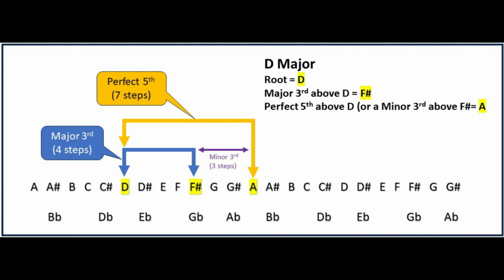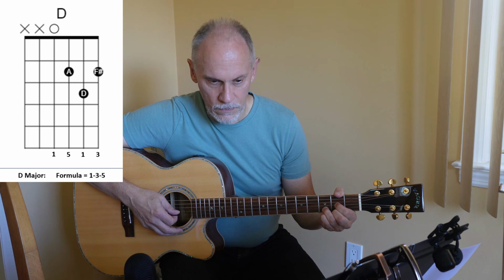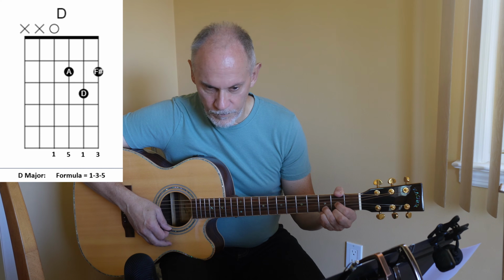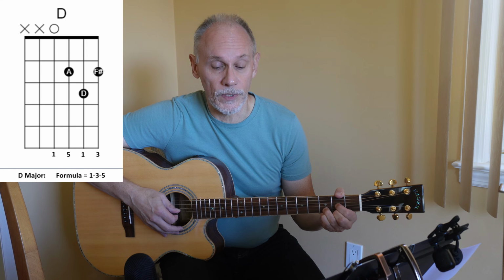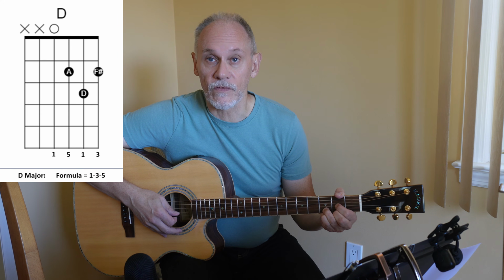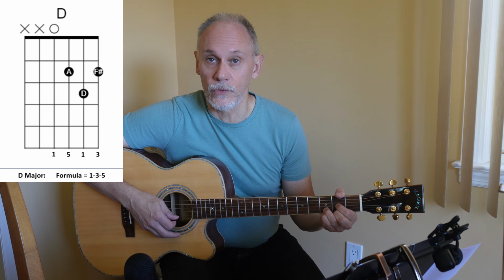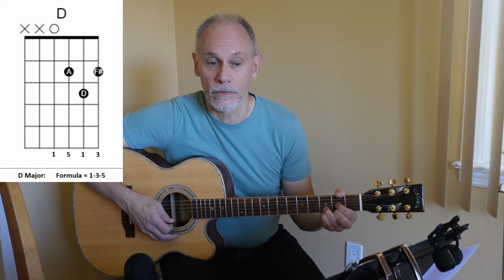Next, let's do some examples of the D chord family. First, we have the root note, open D. Then we have the fifth, A. Then we have a repeat of the root note D. And then we have the major third, F sharp.